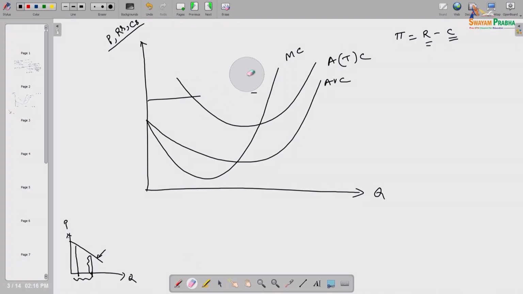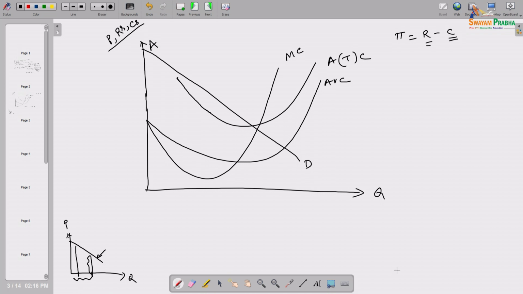In a competitive market, a single producer operating in a competitive product market faces a horizontal demand curve for his product, as we have discussed. But in the monopoly market, what kind of demand curve will there be? In a monopoly market, the demand curve will be downward sloping. Suppose this is the demand curve, AD is the demand curve.